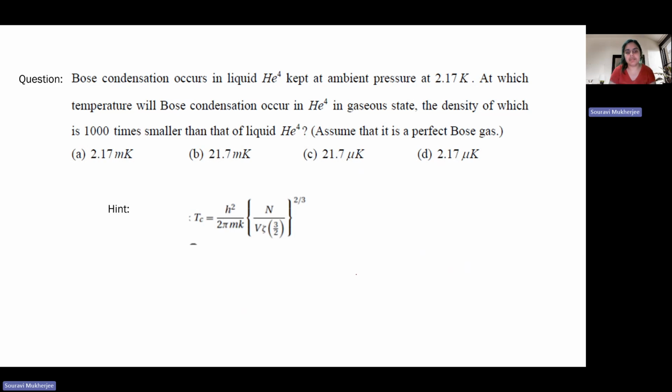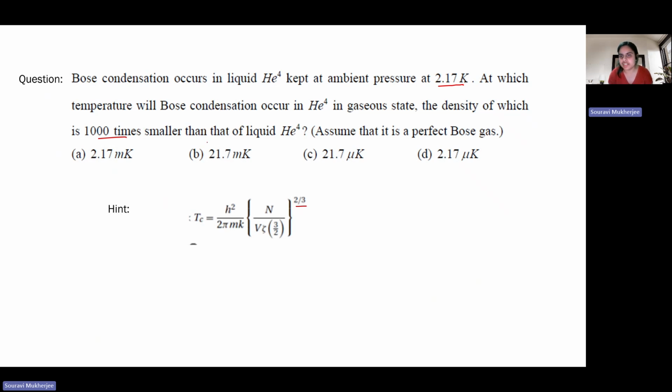So if your number density n decreases by 1,000 times, your Tc is expected to decrease 100 times, right? Because it goes as n to the power 2/3. So now, if the initial transition temperature was 2.17 Kelvin, what will be your Tc for the vapor state or the gaseous state, which has 1,000 times smaller density?